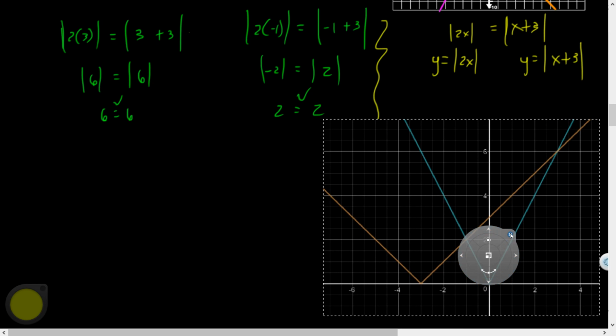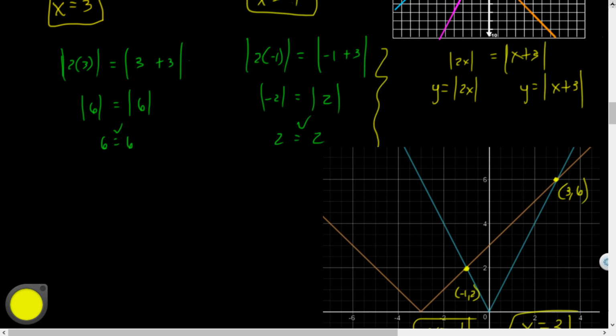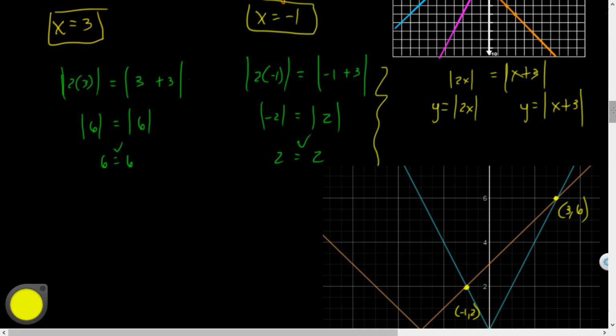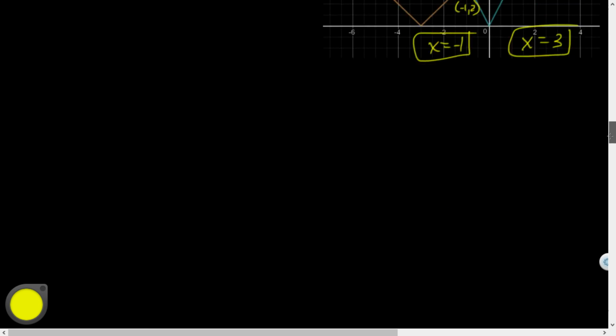Yeah, so here's the graph of those. And here's negative 1, 2, and here is 3, 6. Notice that x equals negative 1 and x equals 3 were the same solutions that I had earlier, right? So you actually could have graphed those both in their absolute value form. Notice the blue graph is a vertical stretch by a factor of 2, and the orange graph was just shifted to the left 3 units. That was the last problem.